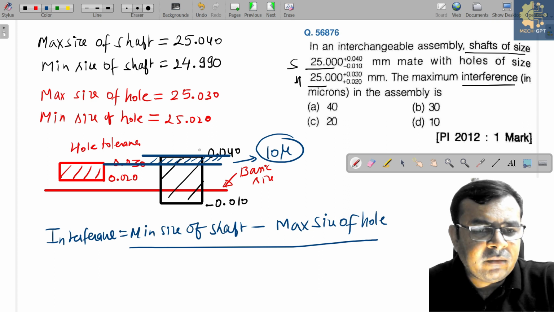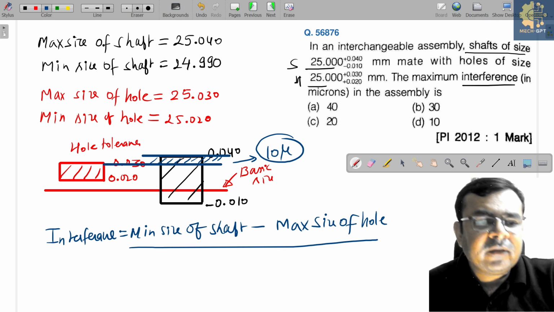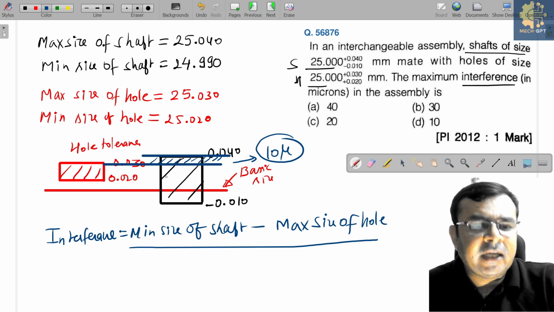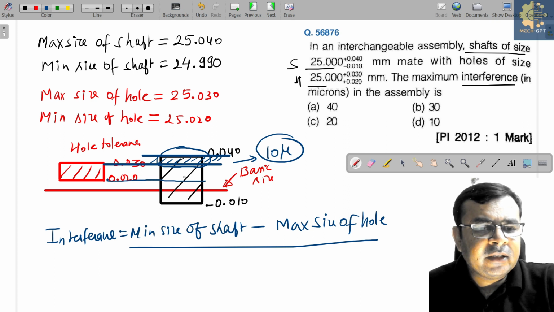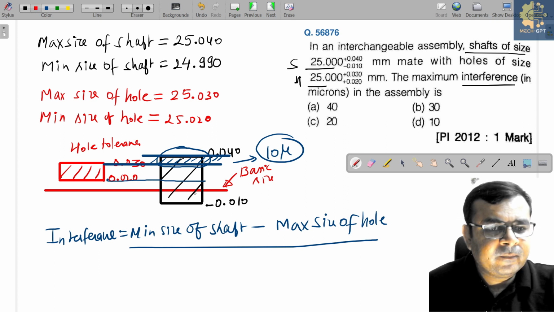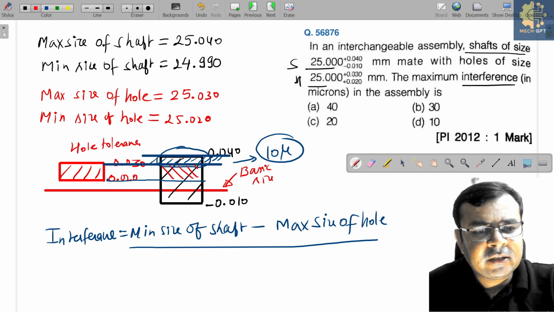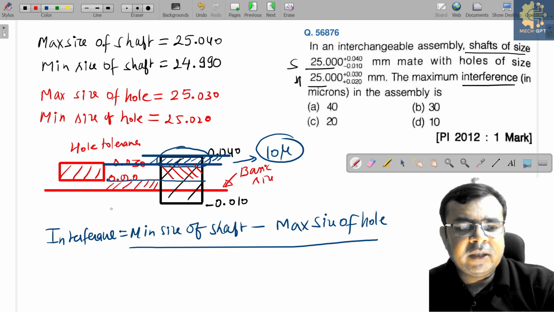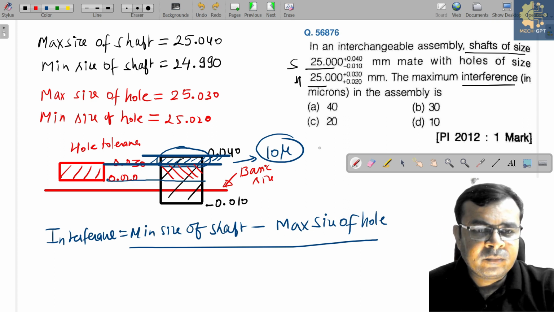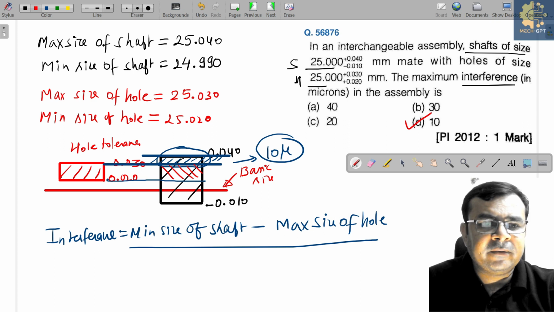But here we have transition fit, clearance fit, as well as interference fit. So if I talk about only the interference part, then this will be the interference part, and this part will be the transition fit part. Is it clear? This is the transition zone, and this difference belongs to the clearance fit part. Yes or no? So here we have all kinds of fits. So the correct answer is option D here.